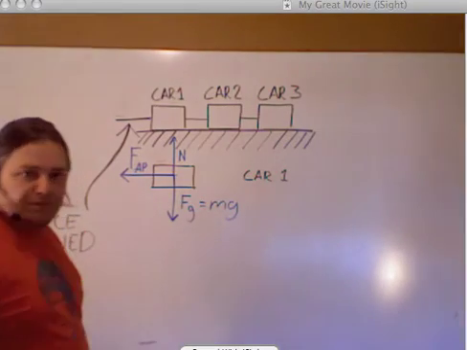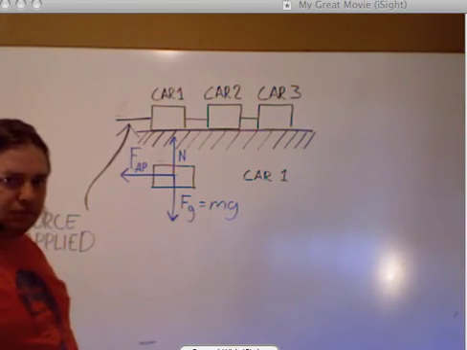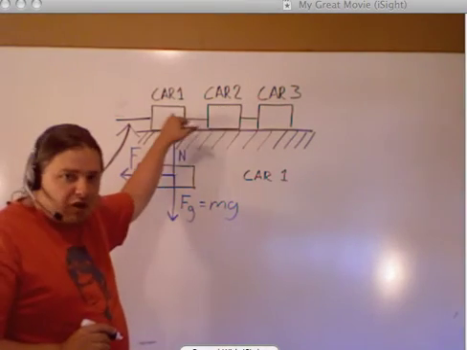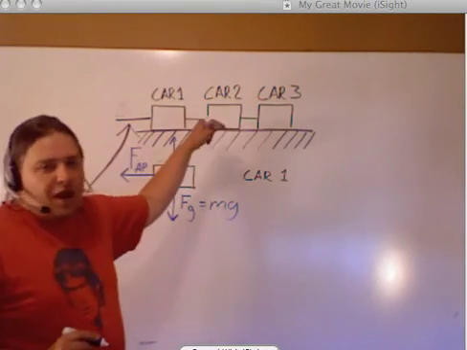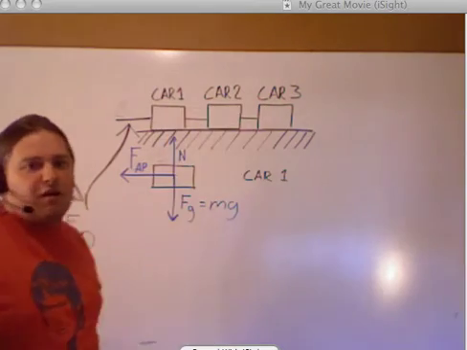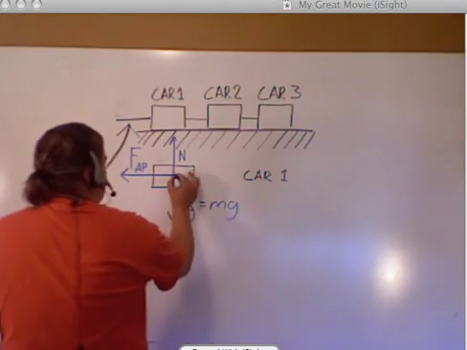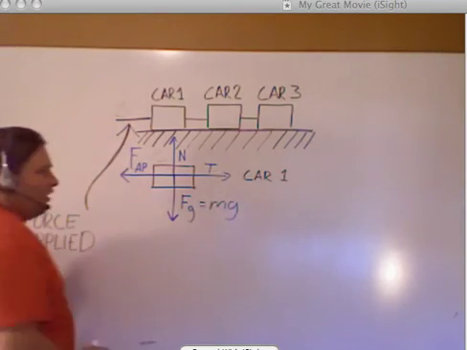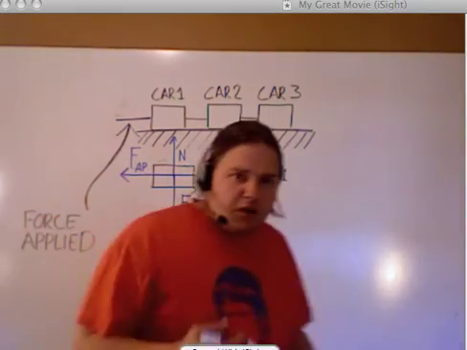Okay? Cool? And then lastly, there's this chain or string or whatever that's pulling it back. This car is actually pulling that car back. So there's one last force in this direction, and that one's tension. Okay? That's a free body diagram. All the forces are represented.